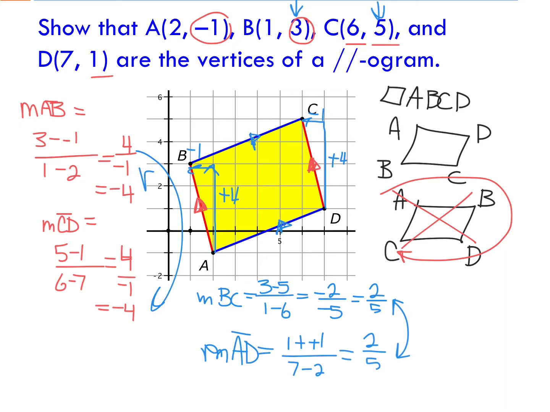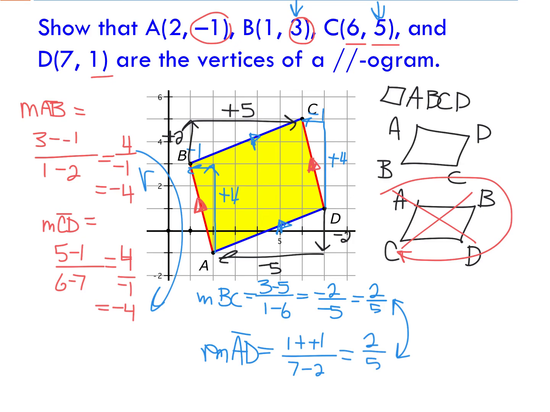I could have done rise over run as well. I could have gone up 2 and to the right 5. So remember, up and right are positive directions, down and left are negative. So here I could have gone down 2 and then left 5. So my rise over run is still 2 over 5.